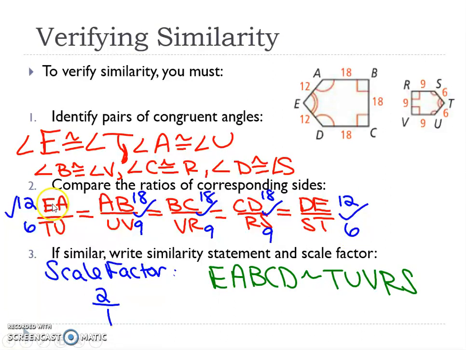So if you look at each corresponding side, they have the same scale factor, 2 to 1. If all corresponding sides have the same scale factor 2 to 1, then you're going to write scale factor is 2 to 1. Then you're going to write the similarity statement. EABCD is similar to TUVRS. So this will be your similarity statement. So please write this down.